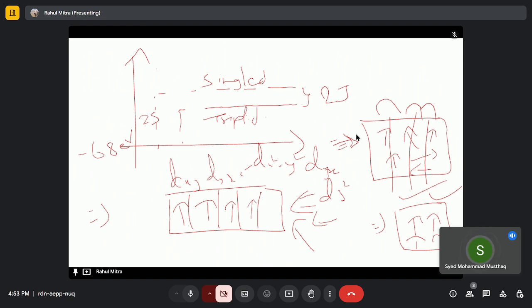Now what about antiferromagnetism? In antiferromagnetism, we have spins.